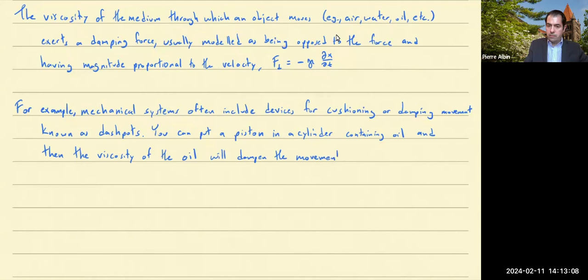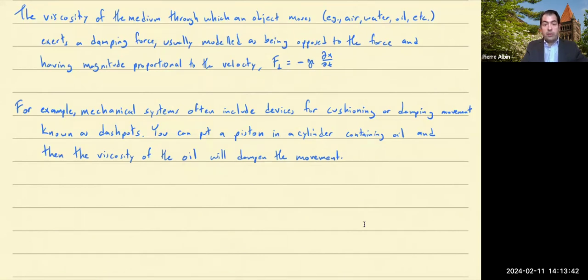Right? So this word dashpot. One possible etymology is that dasher was an old-fashioned word for plunger, and the pot refers to the oil reservoir. So you can imagine that you have this cylinder with oil in it, and then you have like a piston going up and down inside it, right? And so the oil is going to make the movement of the piston dampen.